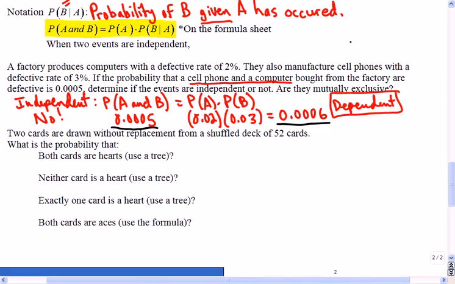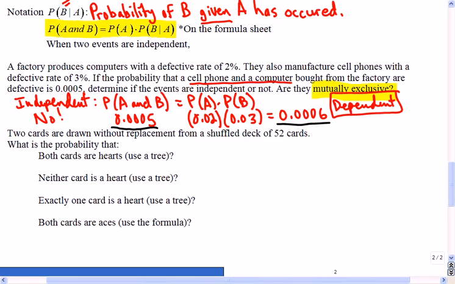Okay, the mutually exclusive part, what we said we would talk about. If you remember what being mutually exclusive means, it means they cannot happen at the same time. So a computer being defective and a cell phone being defective, could those happen at the same time? If they can, then these events are not mutually exclusive. If they can't happen at the same time, they are.